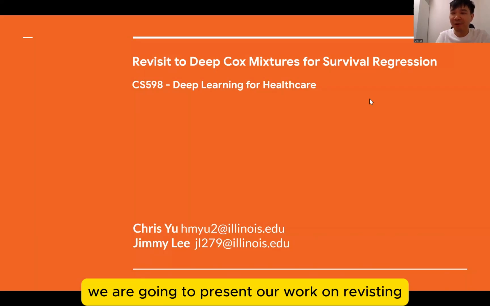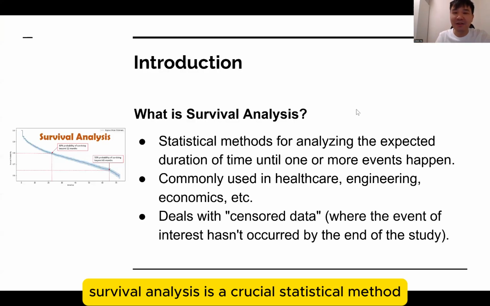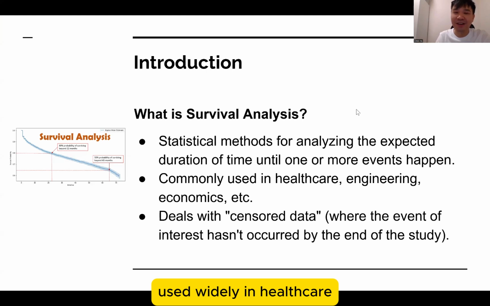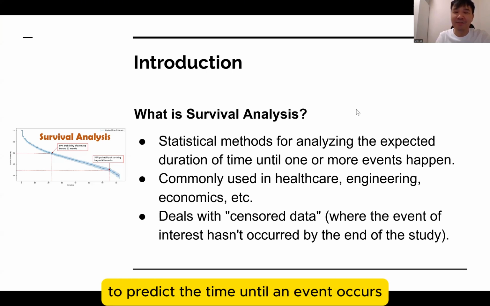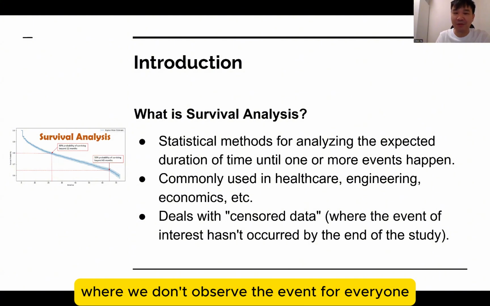We are going to present our work on revisiting the Deep Cox Mixtures for survival regression. Survival analysis is a crucial statistical method used widely in healthcare, engineering, and economics to predict the time until an event occurs, like patient survival. A key challenge is handling censored data, where we don't observe the event for everyone.